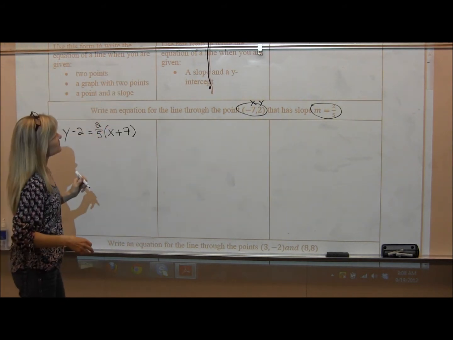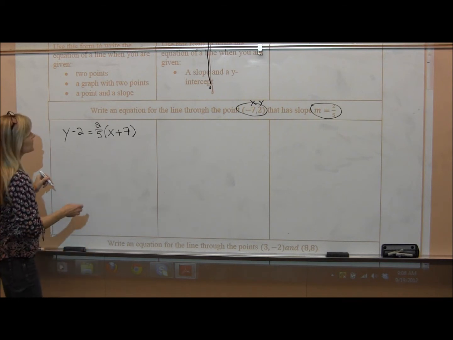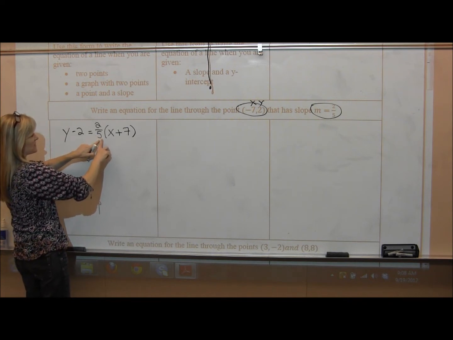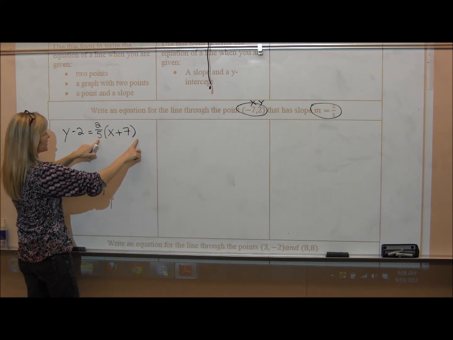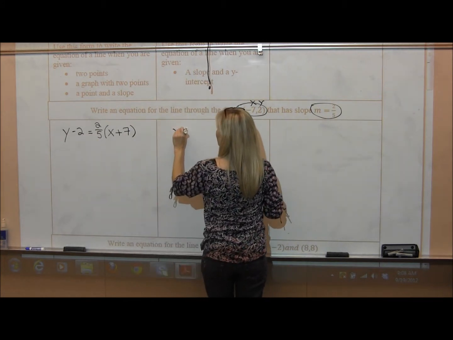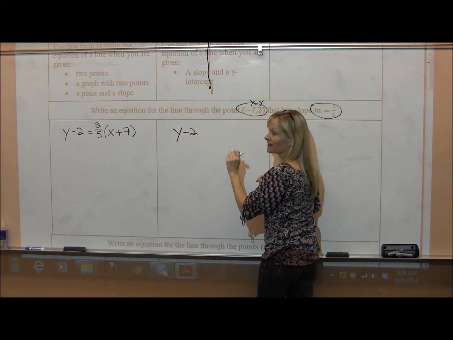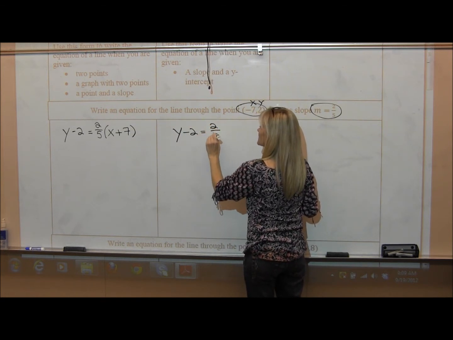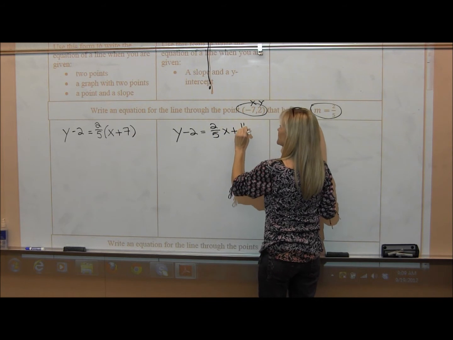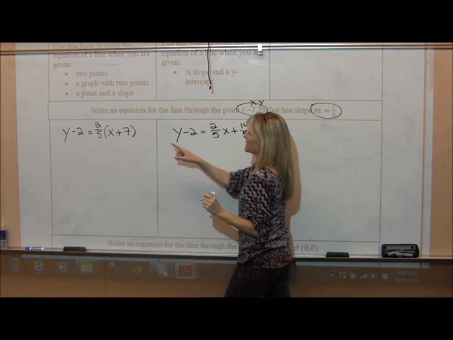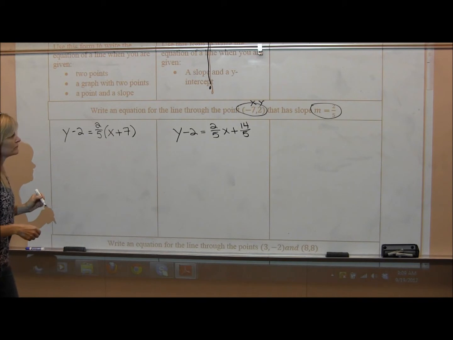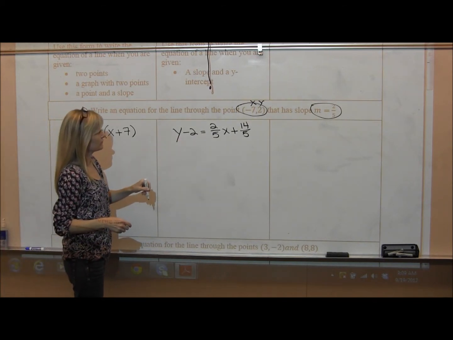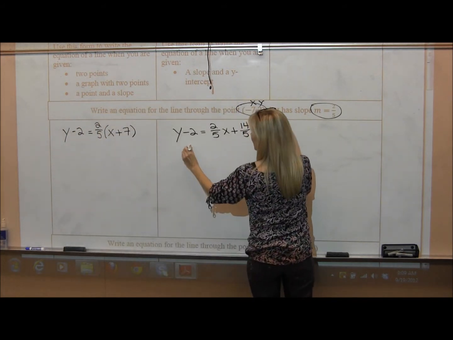Now, I want to convert it to slope-intercept form. So I need it in y equals mx plus b form. Well, at a minimum, I'm going to have to do the distributive property here. So that gives me y minus 2 equals 2/5 x plus 14/5. Okay, because it's 2/5 times 7. Okay, but it's not quite there because we still have a 2 over here. So I need to add the 2 to both sides.